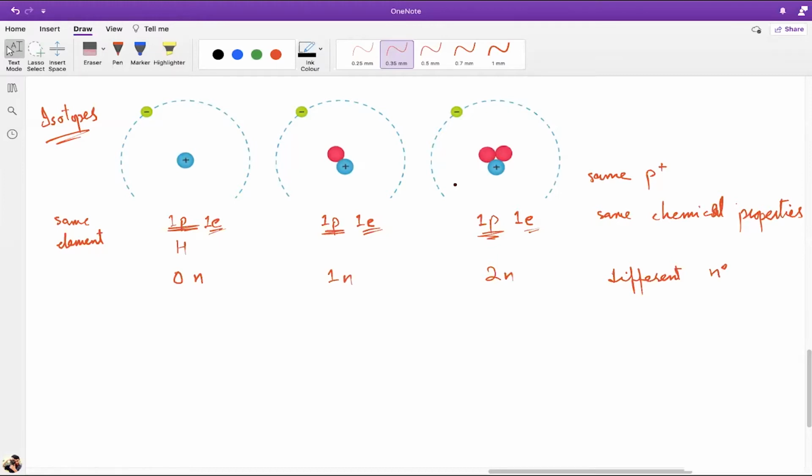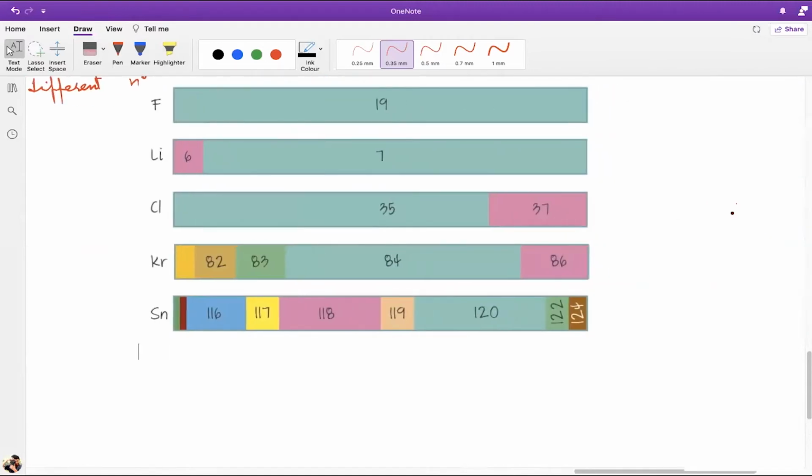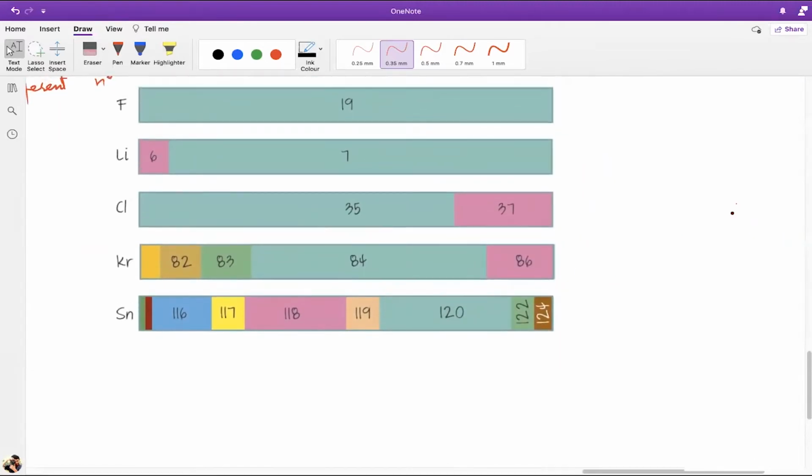Now, there are elements for which we haven't found isotopes. So here are some examples of isotopes that I've found. This graph is supposed to show us different isotopes. The numbers in the middle show different masses. Fluorine, for example, is all green, which means all the atoms found in nature so far for fluorine have a mass of 19. That means fluorine just comes in one isotope, or at least that's what we have found so far. But lithium has two isotopes.